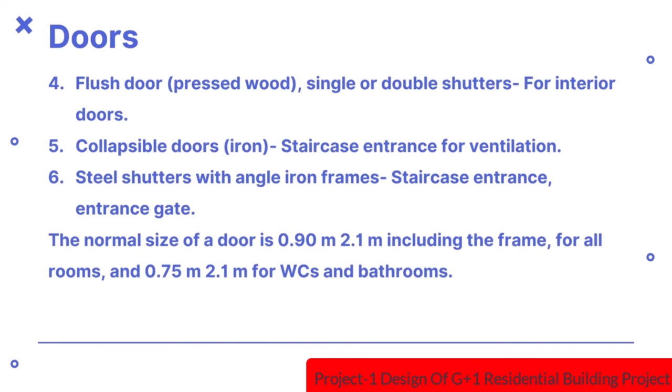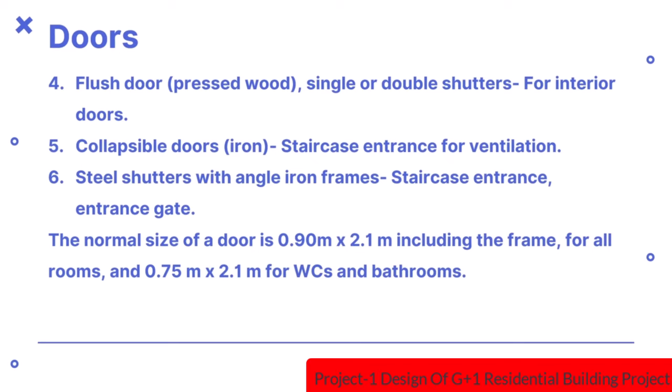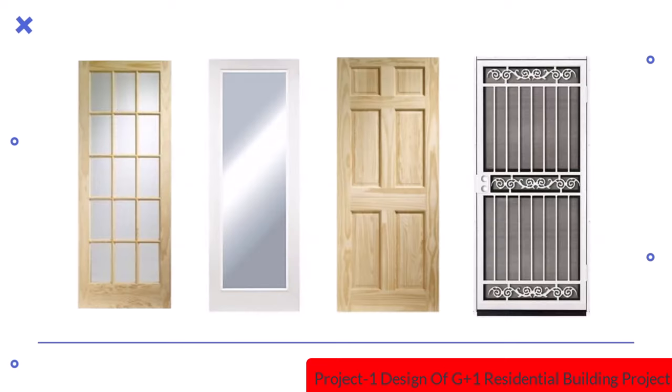Flush doors, single or double shutters made from pressed wood, can be used for interior doors. Collapsible doors made from iron are suitable for staircases entrance for ventilation. Steel shutters are suitable for staircase entrances and entrance gate. The normal size of a door is 0.9 meter by 2.1 meter including the frame for all rooms and 0.75 meter by 2.1 meter for WCs and bathrooms. Here are the photographs of some types of doors.